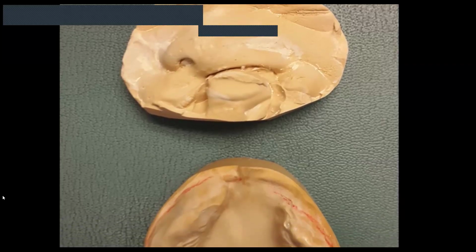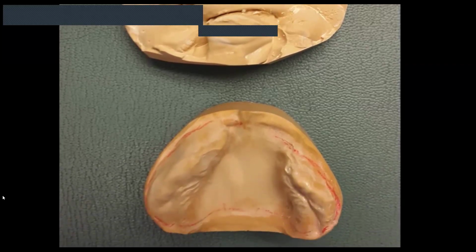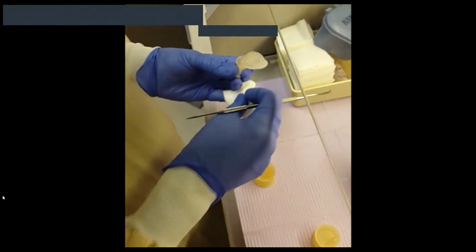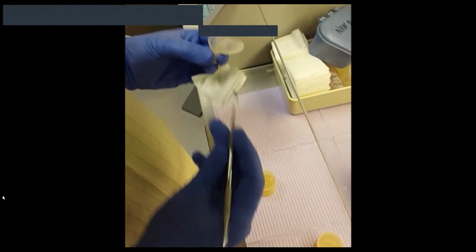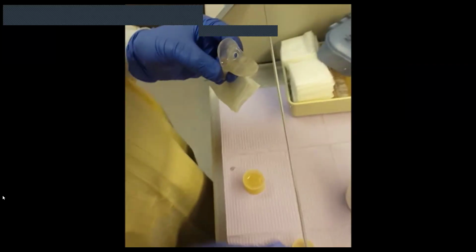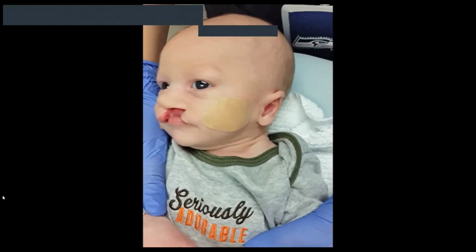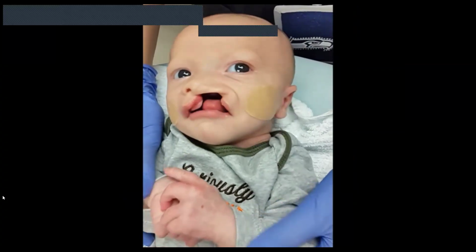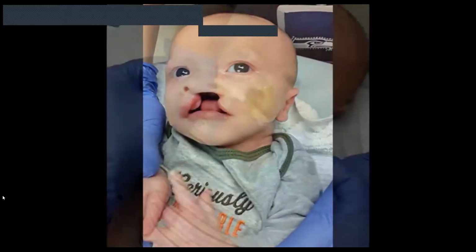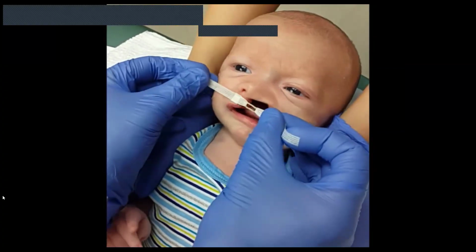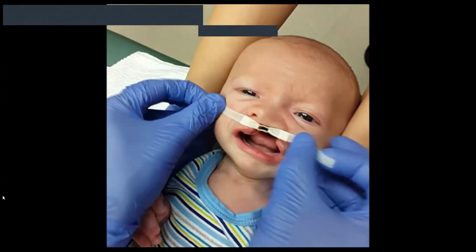To begin NAM treatment, molds of the infant's nose and mouth are taken while the infant is awake. These are used to fabricate a custom appliance, which is then adjusted as the infant grows. Cheek pads are placed outside the crease of the nose to protect the baby's skin. A base tape is then used to help close the gap between the lips.